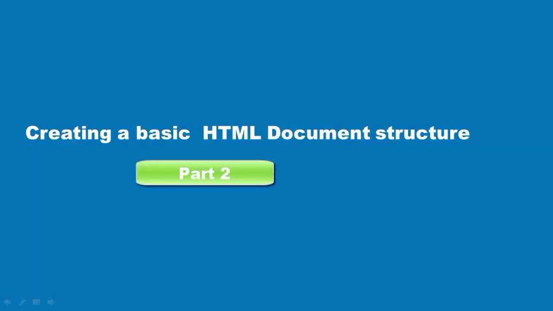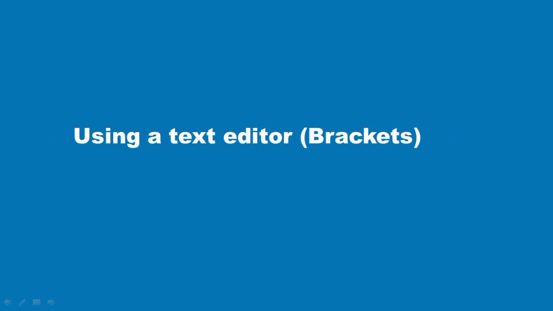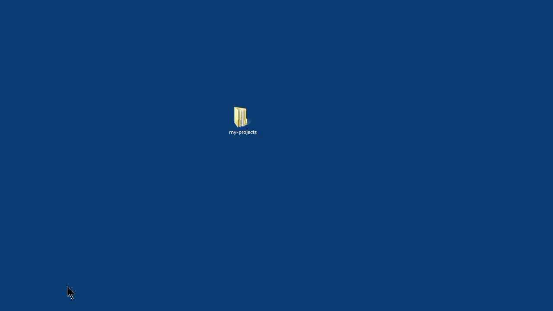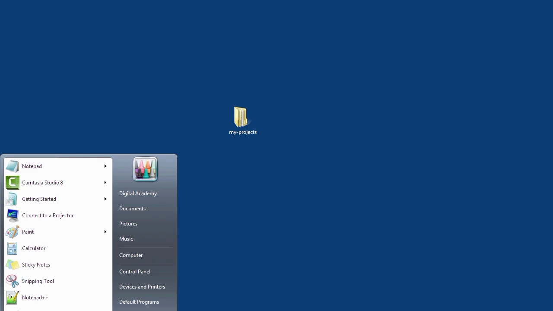Hello and welcome to part 2 of creating a basic HTML document structure. We are going to be using a text editor, and the text editor I'll be using is called Brackets. I recommend you use Brackets so it's easier for you to follow along in the example. However, if you haven't got Brackets, or if you've got a preferred text editor that you're used to, please feel free to use that. To open the Brackets text editor, just locate the icon.